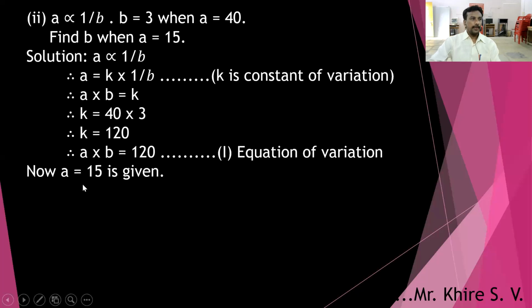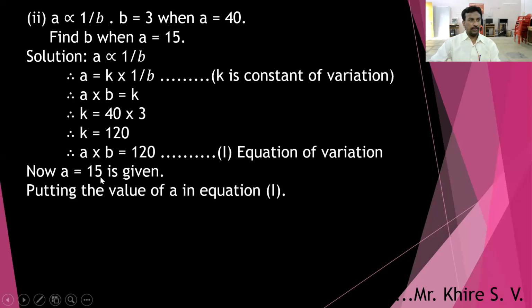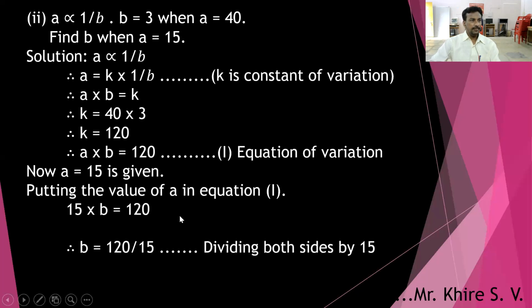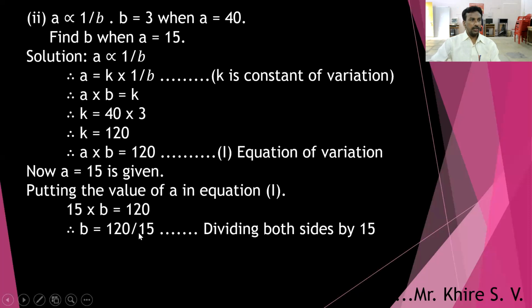Now if A is equal to 15 is given, we have to find the value of B. Put this value of A equal to 15 in equation 1. Then we get 15 into B is equal to 120. Then B is equal to 120 divided by 15. Dividing both sides by 15, 15 eights are 120. Therefore B is equal to 8.